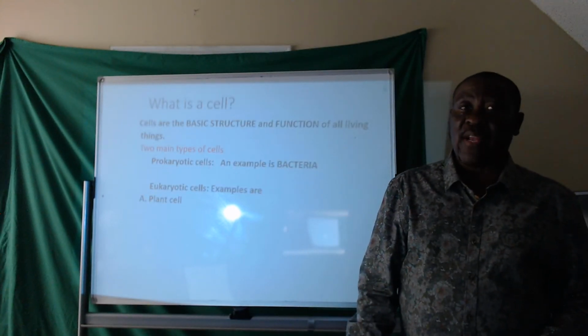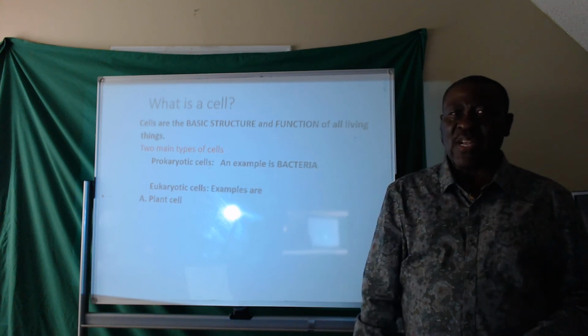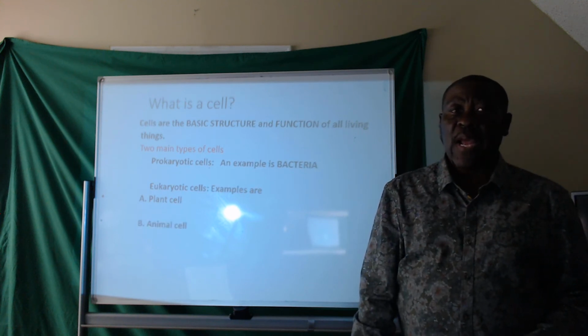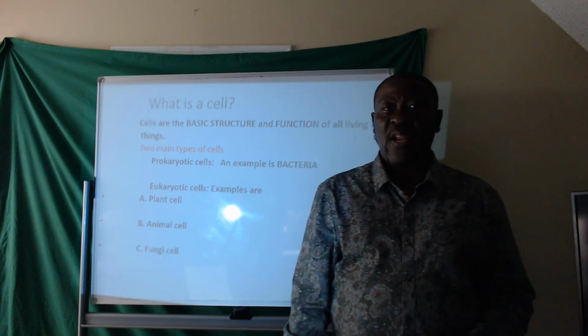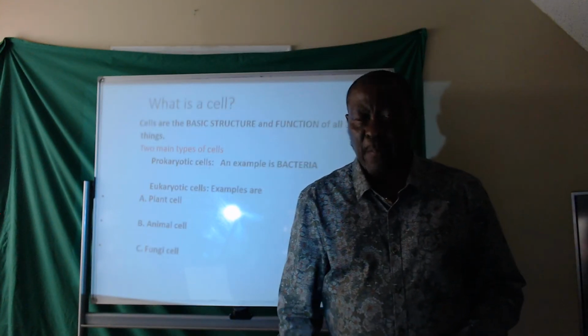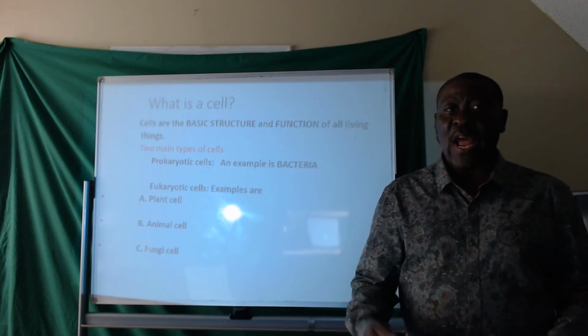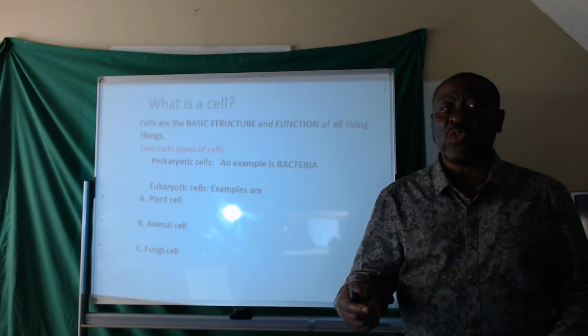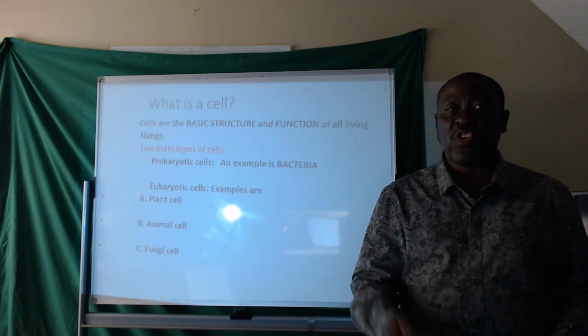So a plant cell is eukaryotic cell. An animal cell is also eukaryotic cell. A fungi cell is also eukaryotic cell. And protista cell is also a eukaryotic cell. So every single living thing in this world is made up of eukaryotic cell except bacteria. Make sure you know that.